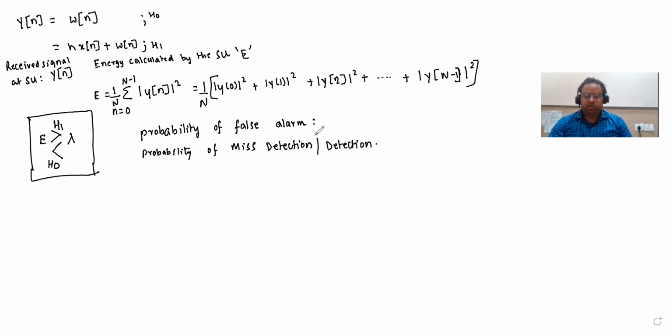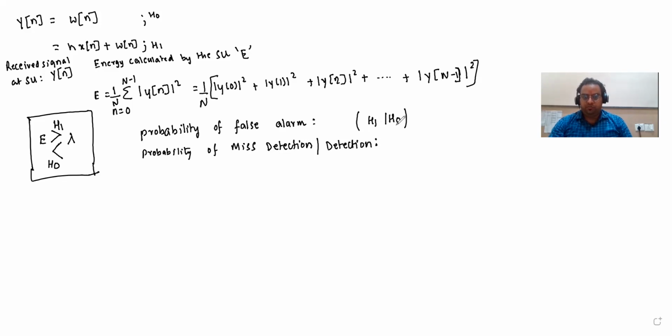when in actuality H0 is true. Which means that, given H0 was true, the secondary user decides H1 was true. Basically, the probability of this event is known as the probability of false alarm, which means that the primary user was not present. And therefore, the spectrum was available for the secondary user to use. But the secondary user made a mistake and said that the primary user is present, and it stopped using that spectrum, though that spectrum was available for it.